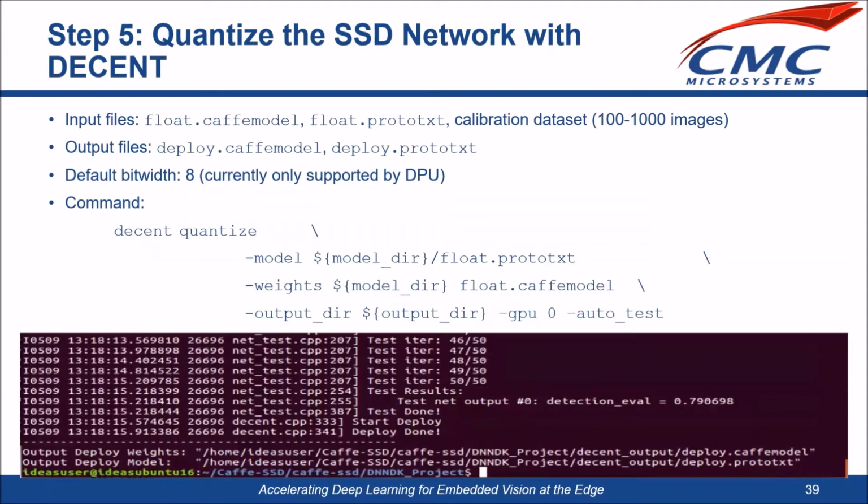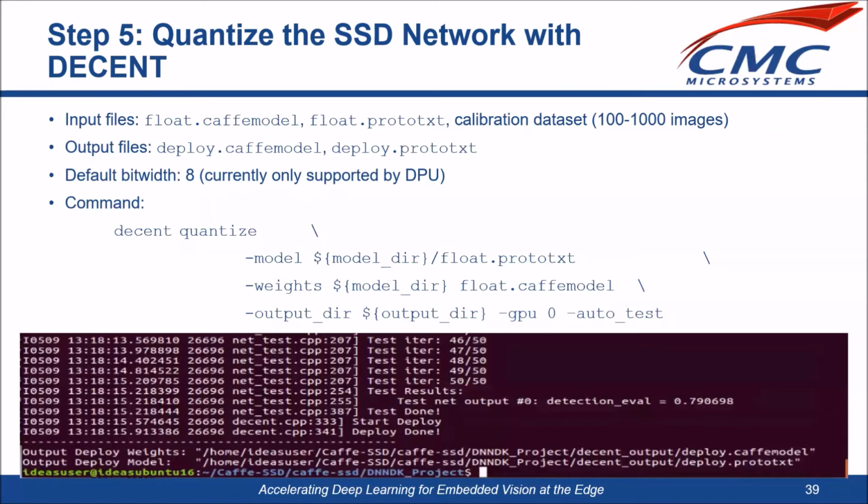The next step, once the floating point network has been trained and validated, is to use the DNNDK's DCENT tool to perform quantization and generate a fixed point version of the model. To run quantization, you need the floating point model files, the Caffe model and proto-txt files, which were created earlier, as well as a small calibration data set of 100 to 1,000 images. The output of the command will be fixed point versions of the Caffe model and proto-txt files.